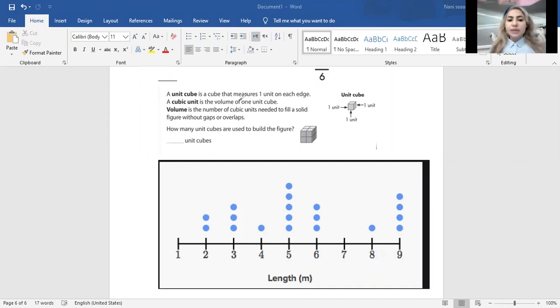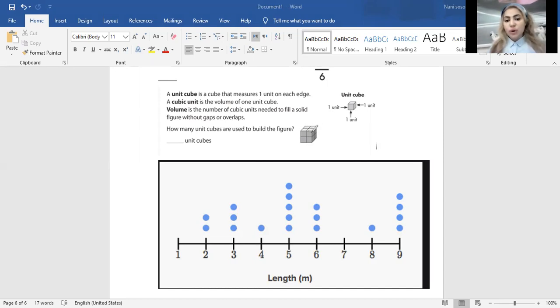A unit cube is a cube that measures 1 unit on each edge. A cubic unit is the volume of 1 unit cube. Volume is the number of cubic units needed to fill a solid figure without gaps or overlaps. How many unit cubes are used to build a figure? Here, this is 1 unit cube. How many cubes will I give you, or you will give your little sister, to make this shape?